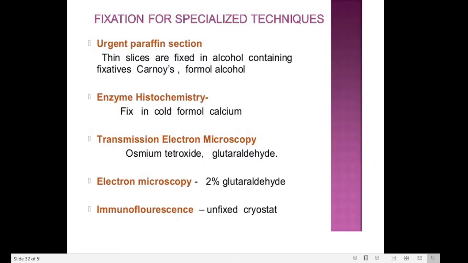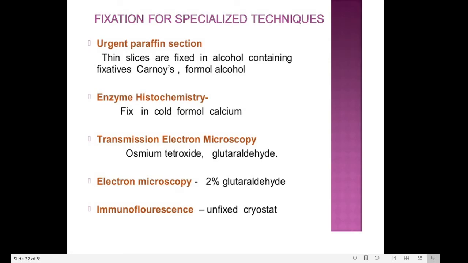Then for every experiment, we need the fixation experiment. Previously, I explained the sample preparation. For every experiment this is very, very important.